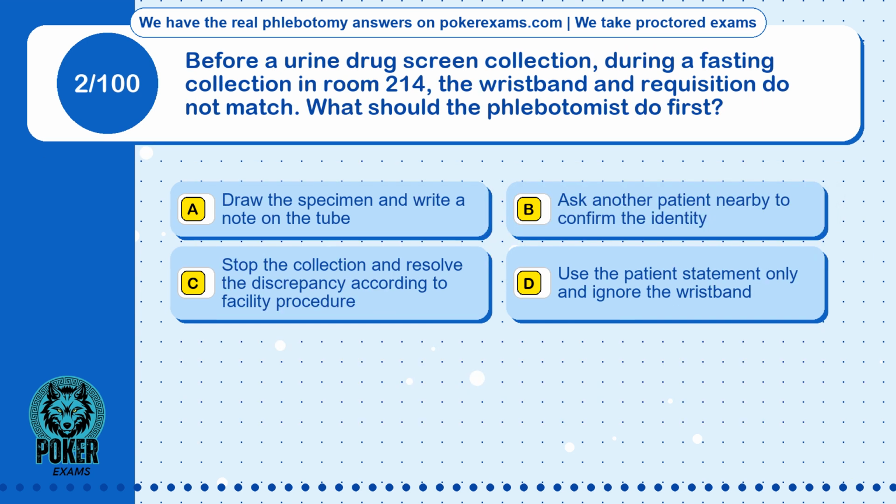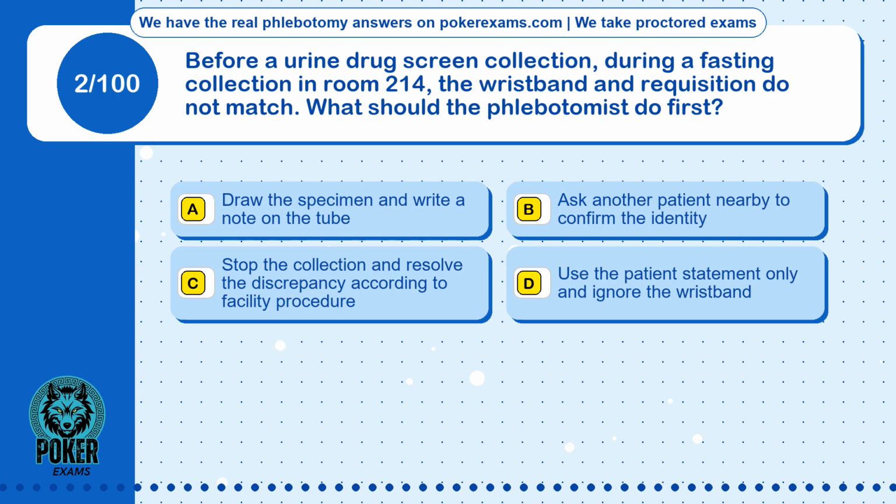Question 2. Before a urine drug screen collection, during a fasting collection in room 214, the wristband and requisition do not match. What should the phlebotomist do first? Option A. Draw the specimen and write a note on the tube. Option B. Ask another patient nearby to confirm the identity.